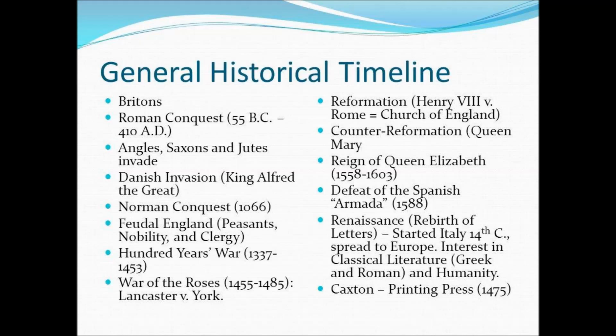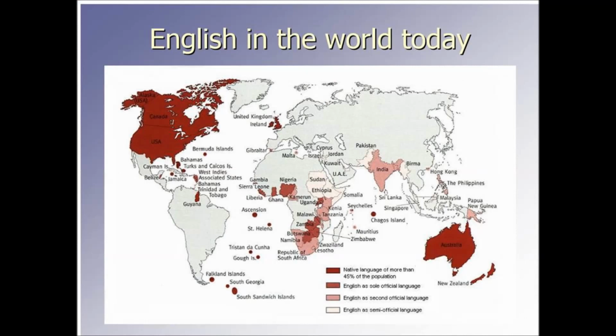Of course, the Reformation also occurs through the hands of Henry VIII, which created the Church of England versus the Church of Rome, a great divide which later brought forth the Reformation movement in England, and then the Counter-Reformation movement through the hands of Queen Mary. The reign of Queen Elizabeth from 1558 to 1603, the defeat of the Spanish Armada in 1588, the Renaissance, the rebirth of letters, and of course, Caxton's printing press, 1475. These changed the landscape of the English language to a great extent.